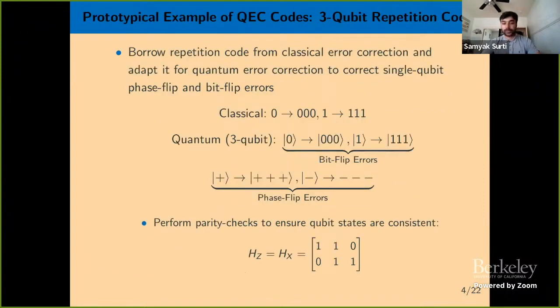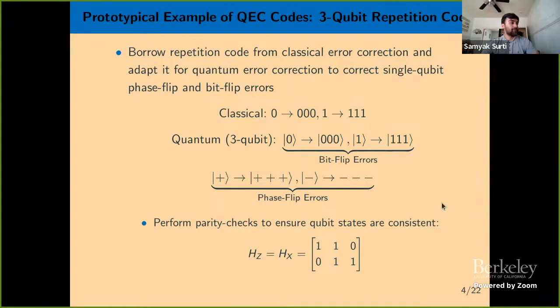So I'm going to quickly give sort of a prototypical example of some quantum error correcting codes that some of you may already be familiar with. So first, there's a 3-qubit repetition code. And as for intuition, we sort of draw from classical error correction and generalize it to quantum error correction. So in the classical regime, we would encode, let's say, a single bit as 3 bits, and likewise, in the quantum regime, we would encode a single qubit as 3 qubits.